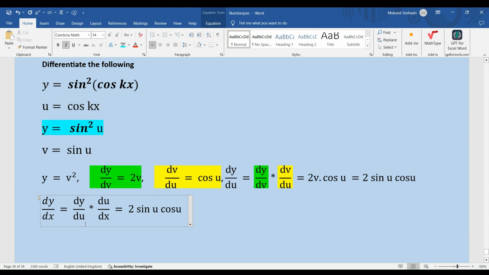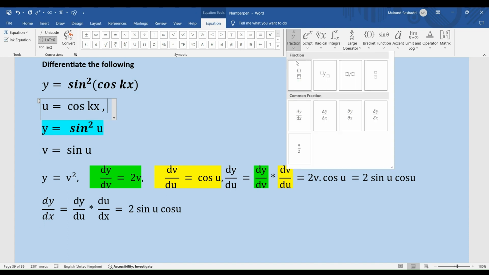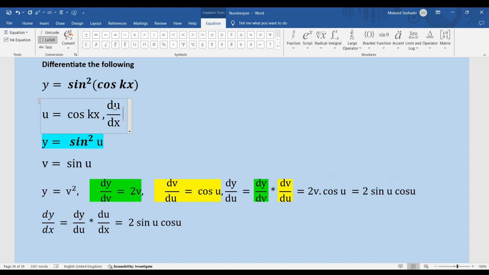To figure out my du by dx, I go back to this line where I substituted u equals cos kx. So my du by dx is nothing but minus sine kx into k. Because I pick up the cos function, I differentiate it, I have a minus sine kx. And then I differentiate what is inside the cos function. I have a kx, and d by dx of kx is nothing but k. Therefore my du by dx is minus k sine kx. This is also an application of the chain rule where function 1 is cos and function 2 is kx. I'm not going to work this out because by now you're quite familiar with how to approach a problem when it comes to chain rule.